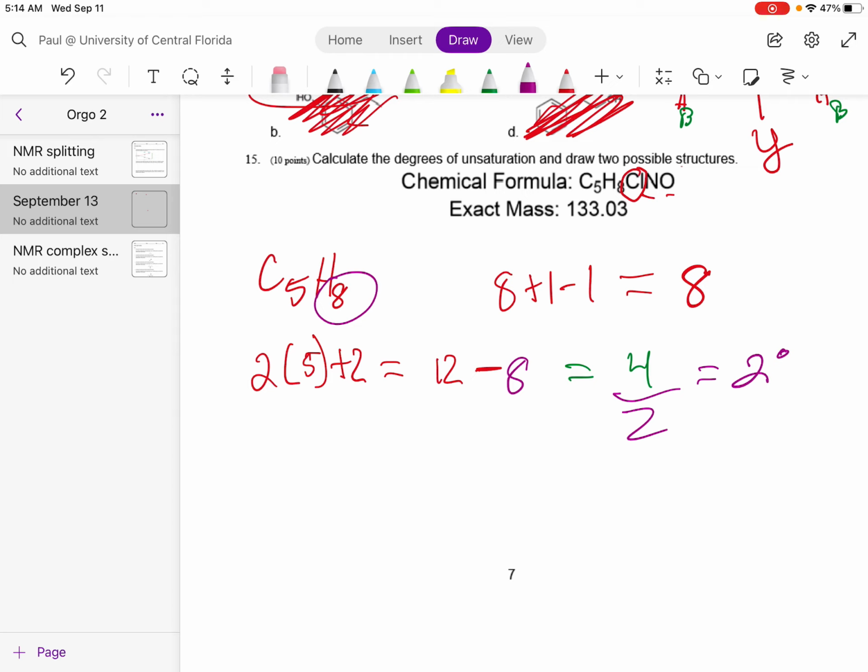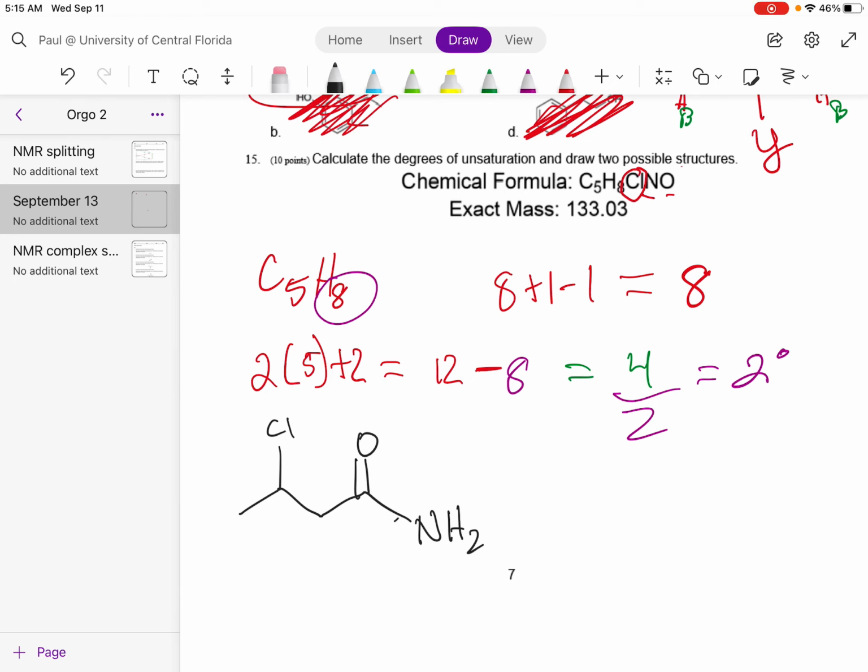So since we have 2 degrees of unsaturation, we now can draw 2 possible structures. And the sky's the limit with this one. So first thing that I'm going to do is I'm going to draw 5 carbons. 2, 3, 4, 5. It says I need a halogen, so I'll just stick it there. I have an oxygen, so I can do a double bonded O. And let's see, we need a nitrogen, so I'll just stick one right here. But how many hydrogens does nitrogen have to be neutral? 2 in that situation.